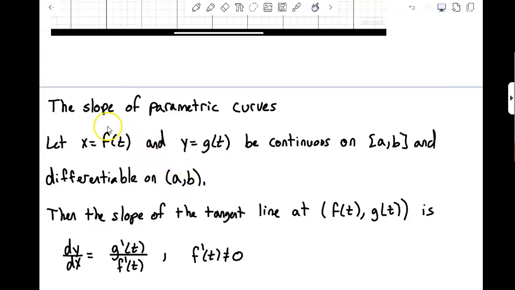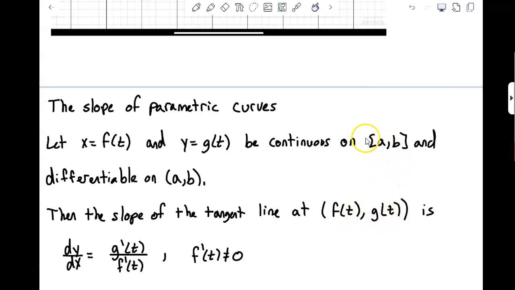Okay, so now we want to talk about finding the slope of parametric curves. So we first define our parametric curves, f of t and g of t. We need those to be continuous on the interval where we're looking to find the slope of the curve, and we need them to be differentiable.